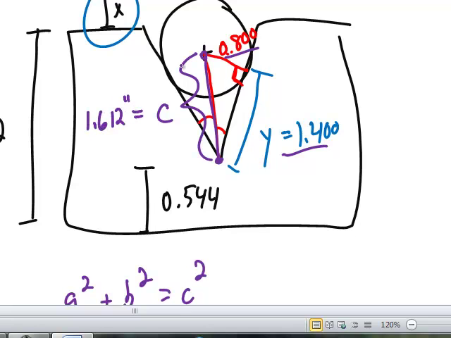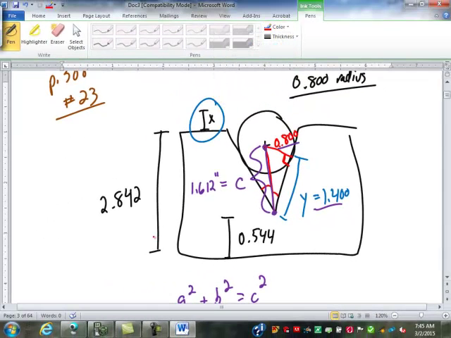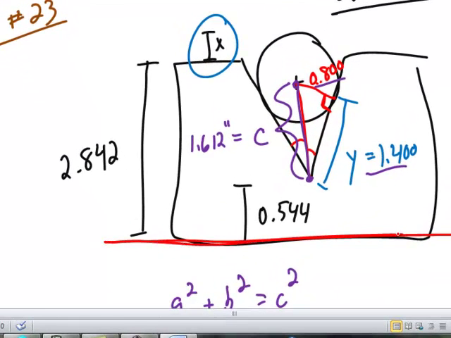So now what we have is, to find x, we use the bottom of this as our reference point, as our zero point or origin or whatever you want to call it. And you guys have done enough with the CNC now that you understand that to find missing dimensions, to find the distance between two objects, usually the best way to do it is to find the distance from a reference point to each of those objects and then find the difference.